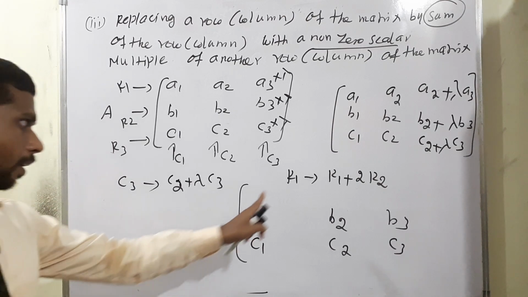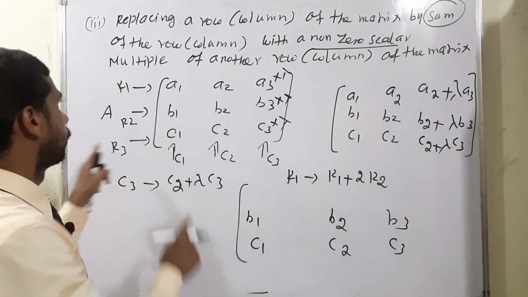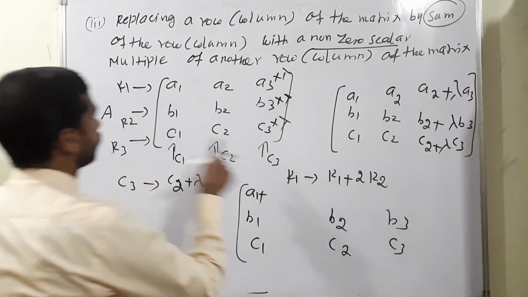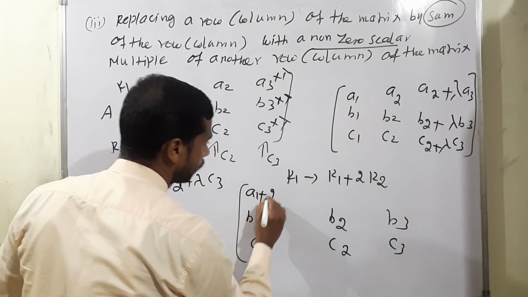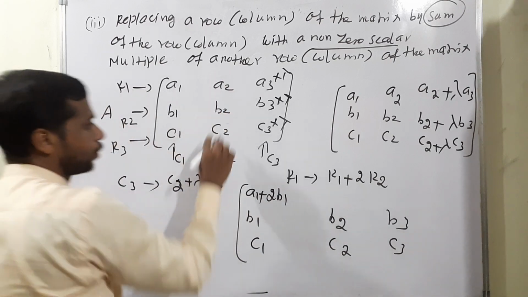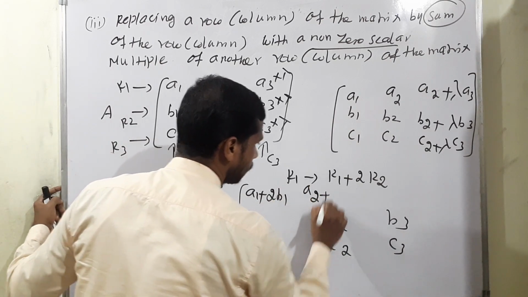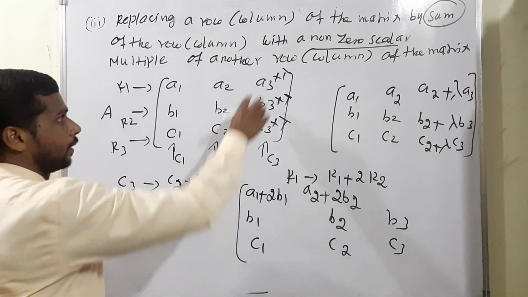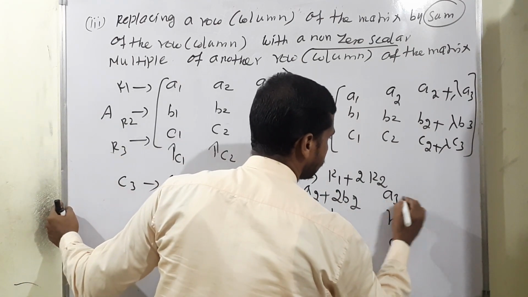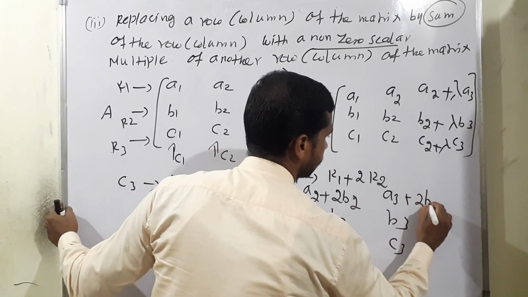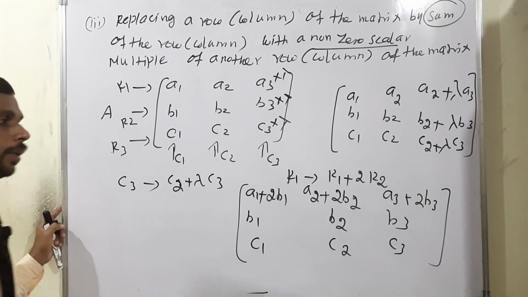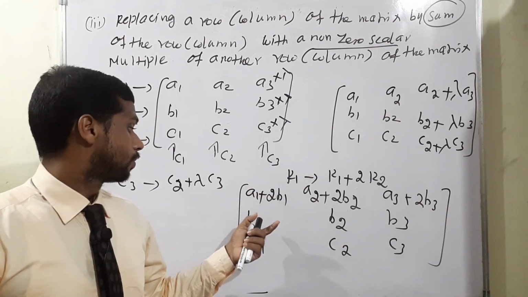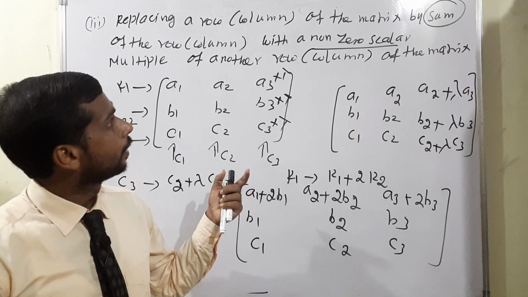What are the changes? R1 becomes R1 plus 2 into R2. So A1 plus 2 into R2, and 2 into R2 means 2 into B1. Then A2 plus 2 into B2. The next condition, A3 plus 2 into B3. So I hope you are very satisfied with these 3 concepts. I will continue with some related problems.